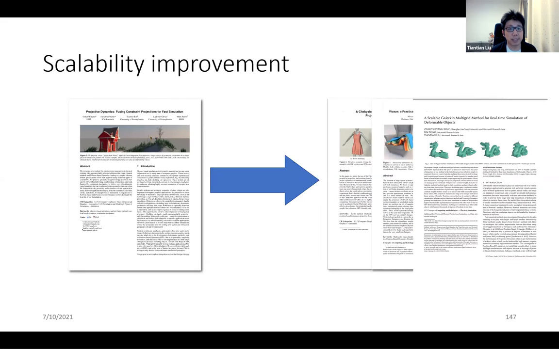To improve the scalability of projective dynamics using GPU, people also try different iterative solvers such as Chebyshev or parallel Gauss-Seidel and/or unstructured multigrid techniques.